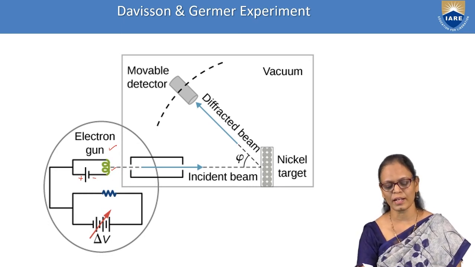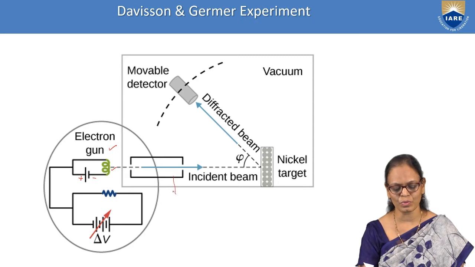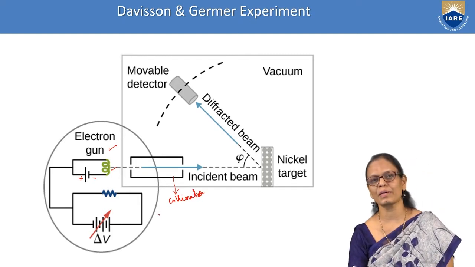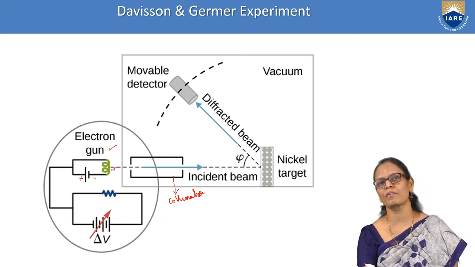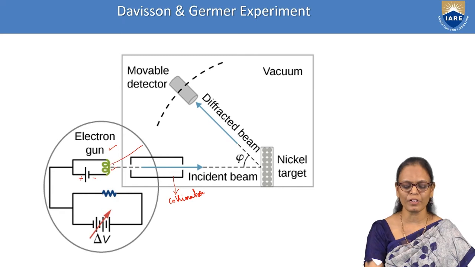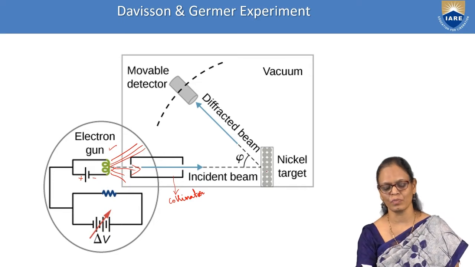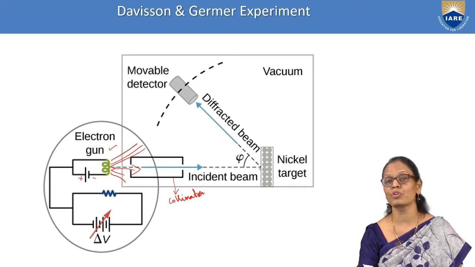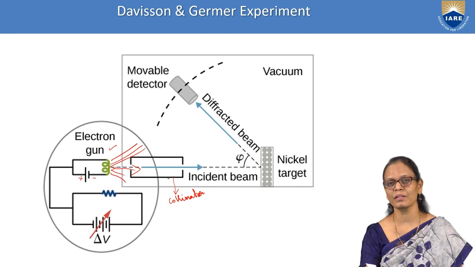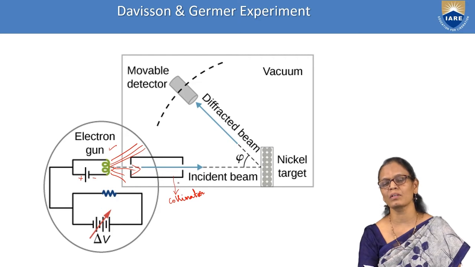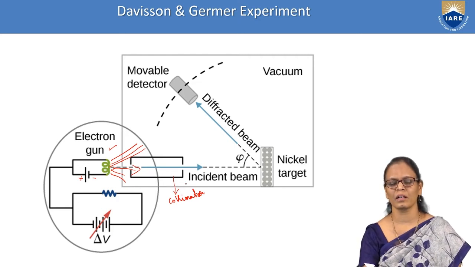The electrons that are emitted will now pass through a slit, which we call a collimator. What is a collimator? When electrons are emitted from this electron gun, they may go in different directions, no? But when we want them to strike, we want a fine beam, and they have to hit the target perpendicular, normal to the target. So we are using a collimator here. A collimator is used to collimate the rays, to get a fine incident beam.